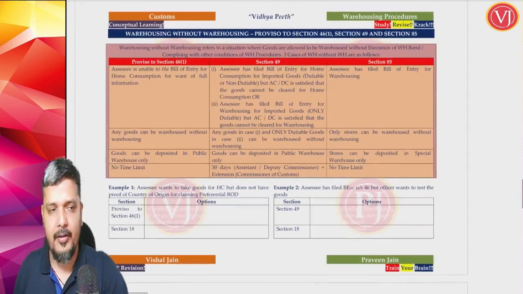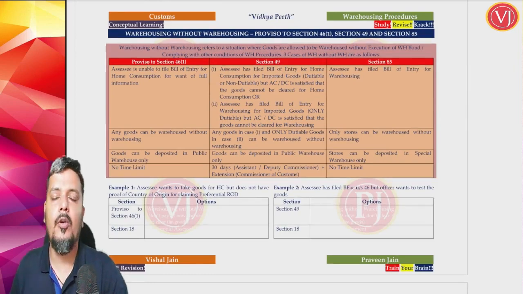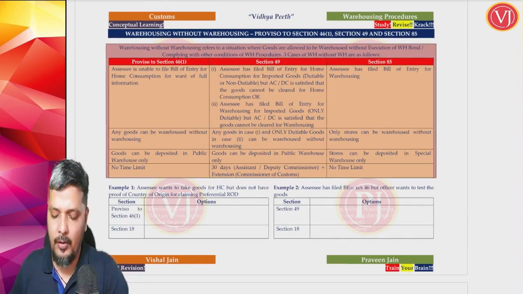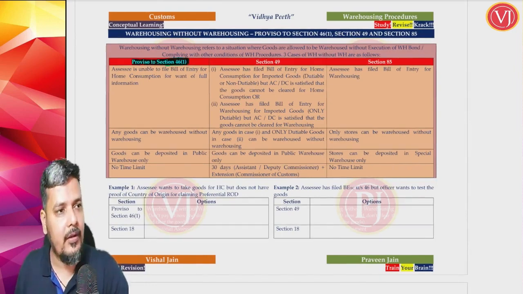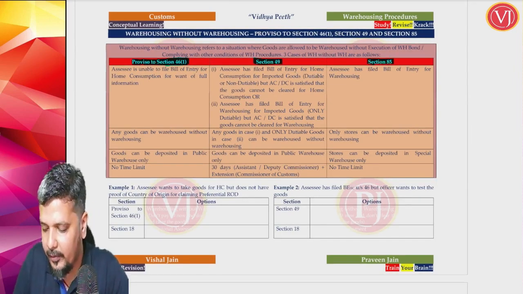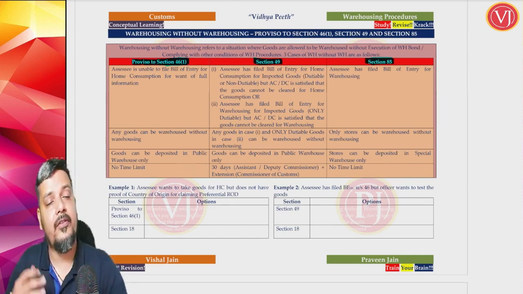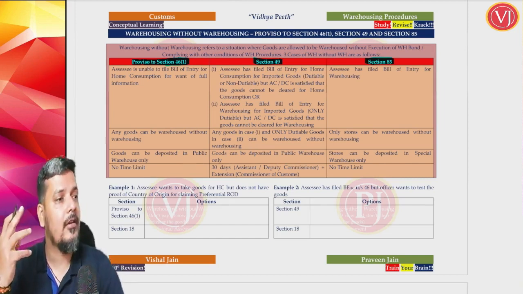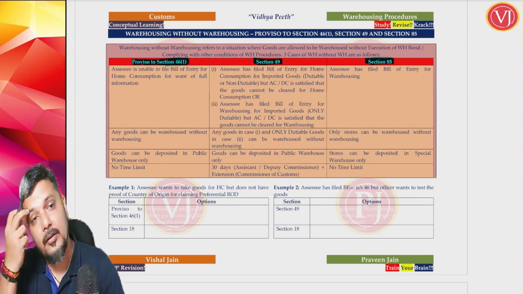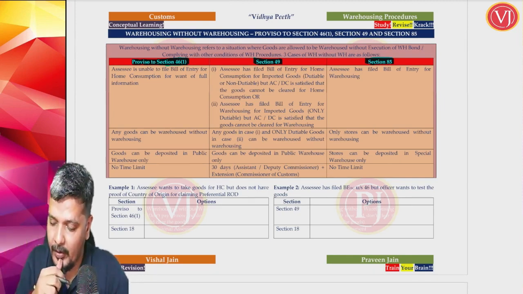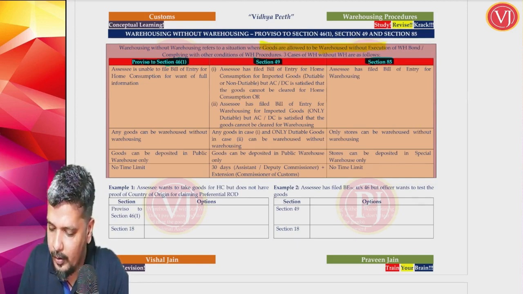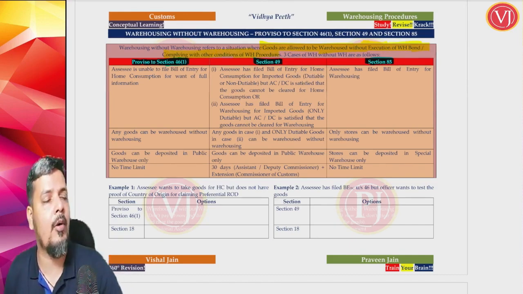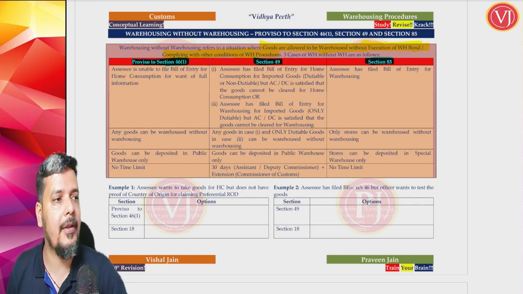Now coming to the next concept, warehousing without warehousing. Totally in customs law, there are 3 places where you can go for warehousing without warehousing. One is proviso to section 46(1), one is section 49 and one is section 85. First of all, the name itself is very confusing. Warehousing without warehousing. What does it mean? Warehousing without warehousing means taking the goods to warehouse without complying with the warehousing procedures. No warehousing bond, no warehousing procedure, no period and all.